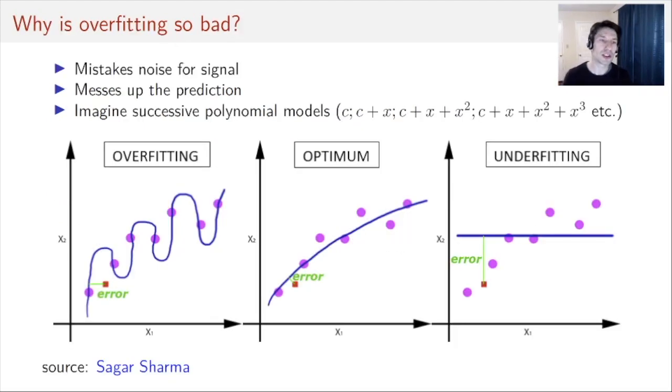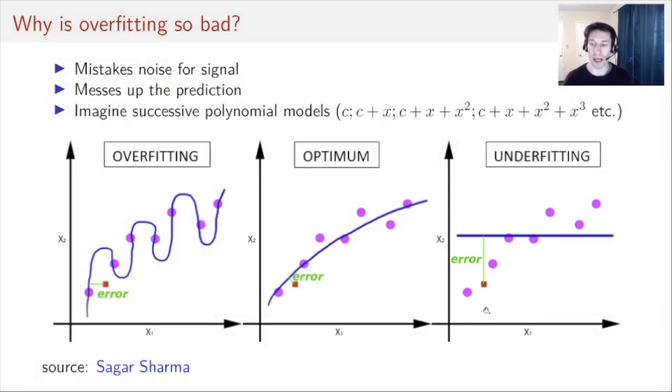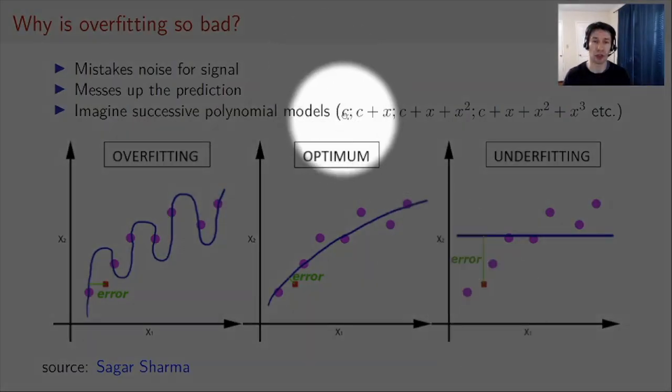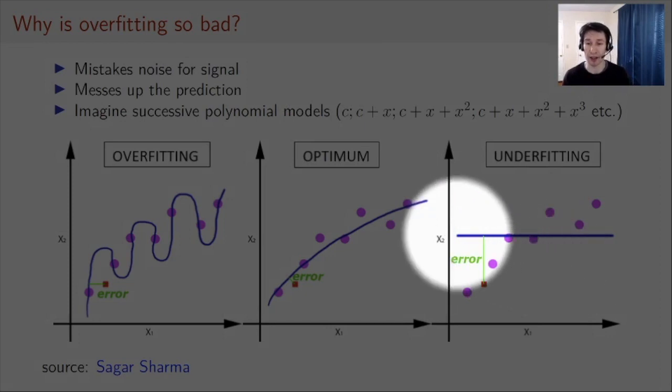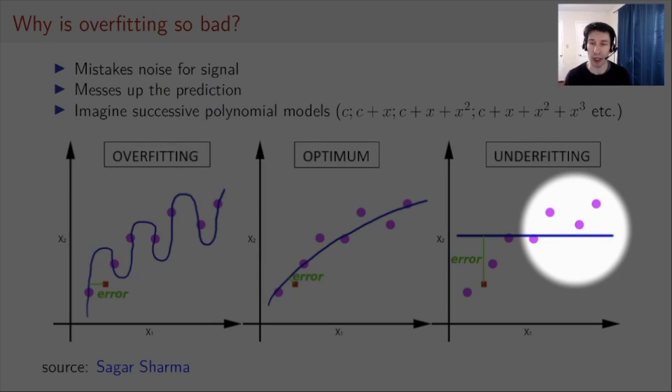So why is overfitting so bad? Let's look at it graphically. Because you might be mistaking noise for a signal, or in other words, you can mess up your prediction. So imagine that the data you have are these purple points here. Now you can clearly see that there is some sort of trend there, but there is also a bit of noise. So if you think about trying to fit a model to these points using polynomials of successive degrees, you would start with just a constant, just c, and that would be this. So here clearly you're underfitting, you're not explaining much of the variation or trend in this data, right?